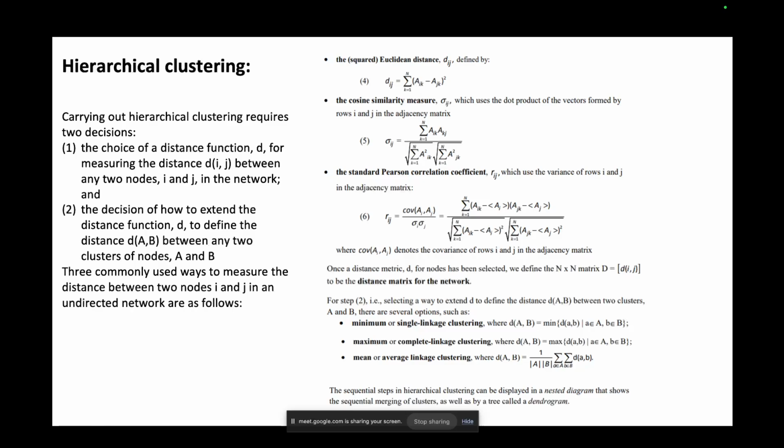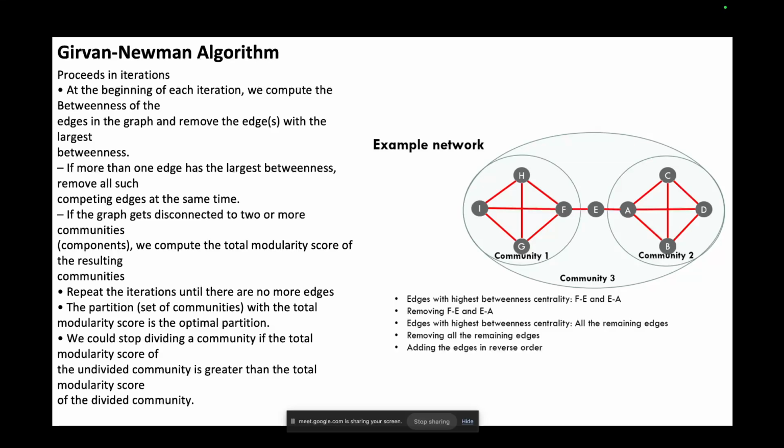Okay. Now we come to the Girvan-Newman algorithm, which is basically a refined version of the hierarchical clustering method. The idea is the same, that you have a distance and you cluster nodes which are closely related to each other. But here is the algorithm. At the beginning of each iteration, you compute the betweenness of the edges in the graph and remove the edges with the largest betweenness. Now imagine what the betweenness means.